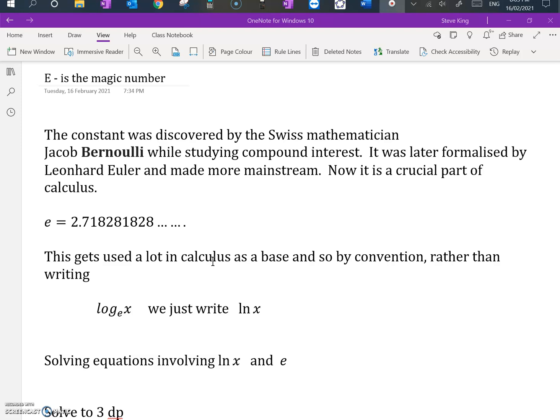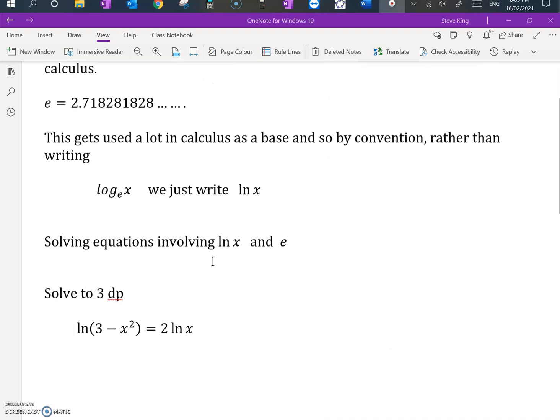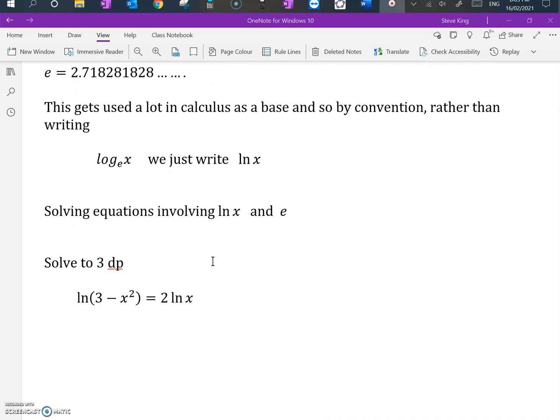Because it gets used a lot in calculus as a base, by convention, rather than writing log to the base e, we just write ln x. So rather than writing log to the base e of x, we just write ln x. Now, there's some things that you're going to need to be able to do. You need to be able to solve equations that involve ln x and e.